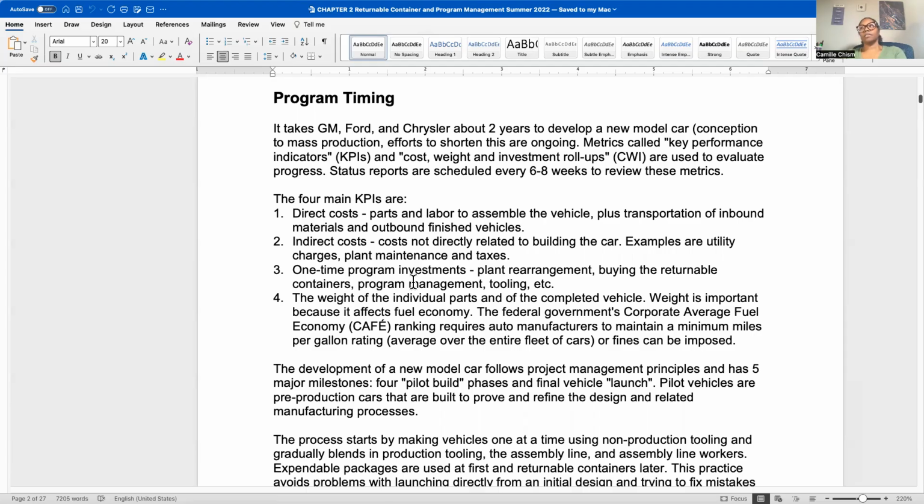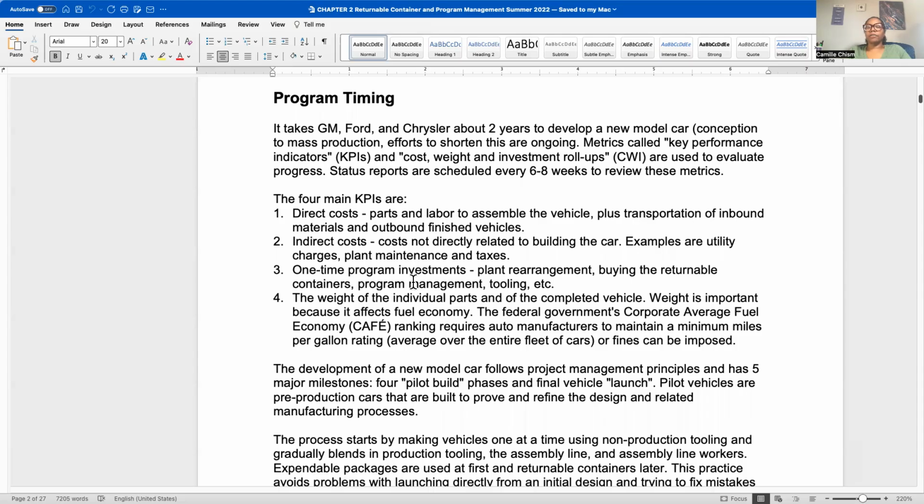Then you have indirect costs. So you have things that are not directly related to the manufacturing of that vehicle, which you'll also hear called non-value added. And some things that tie into that would be utility charges, things that relate to maintenance, like PM, preventive maintenance, or just maintenance for repairs for lines that are down, taxes.